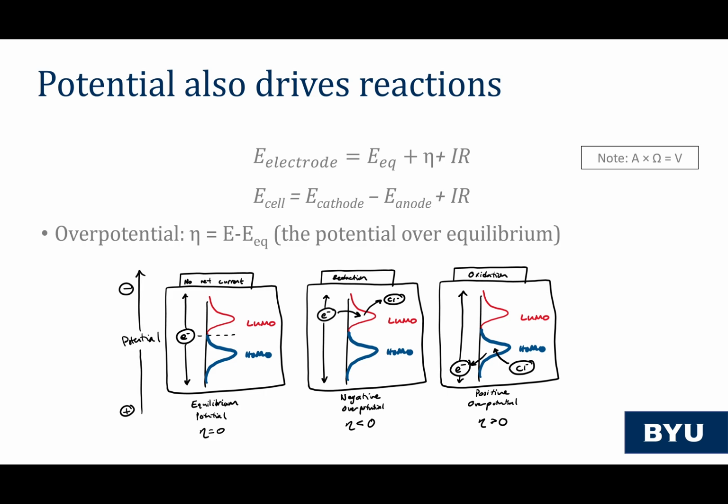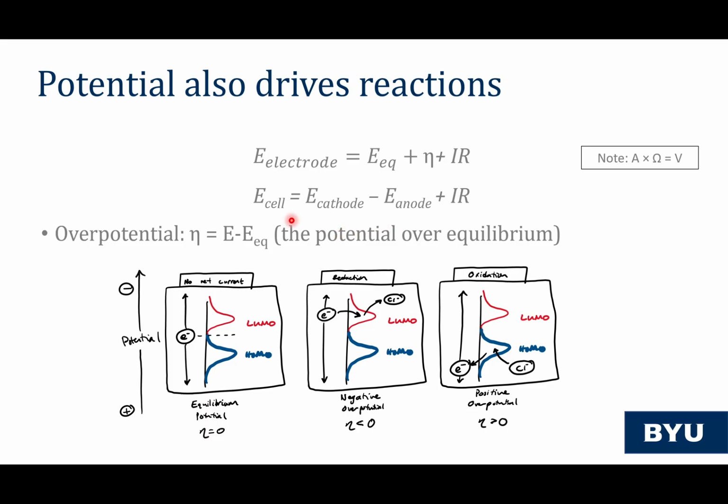If you remember back from the last lecture on thermodynamics, the potential drives reactions. And we often talk about this in terms of overpotential, where if your electrode is more negative than the equilibrium, then you have a negative overpotential. If your potential is more positive than the equilibrium potential, then you have a positive overpotential.